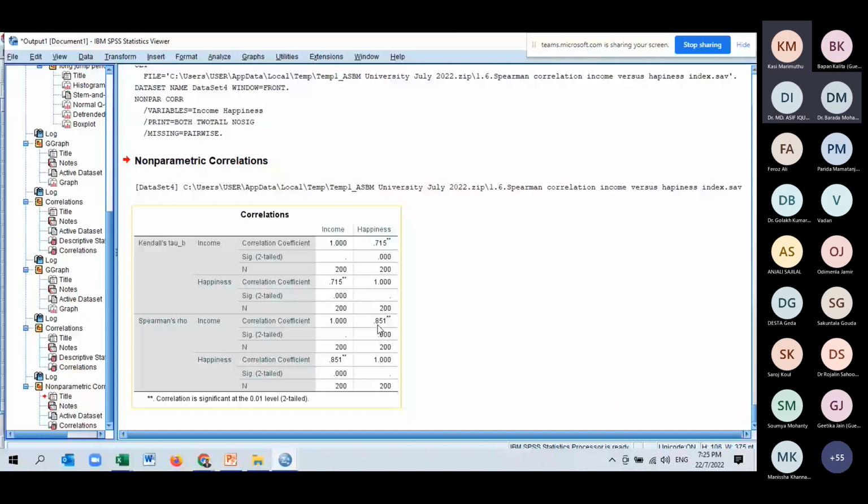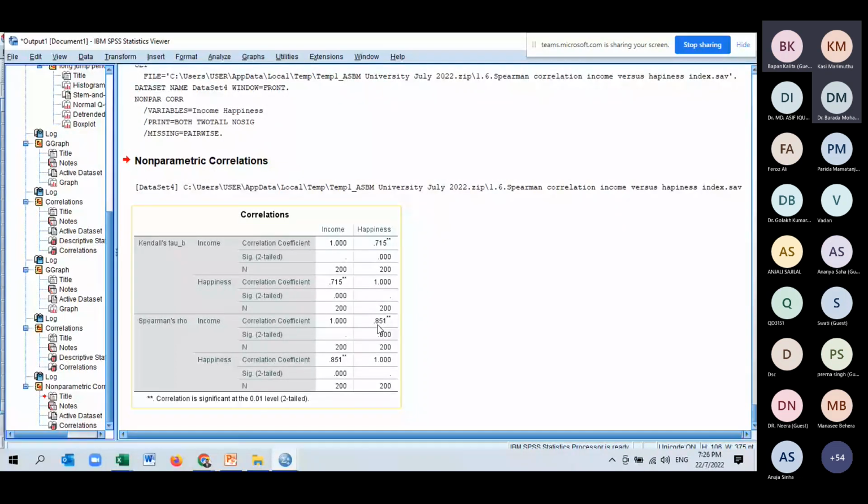And the results are statistically significant, p less than 0.01. R equal to Spearman rho. Please remember Spearman rho, not R. The symbol for Spearman is rho, R-H-O, and it should be italicized.